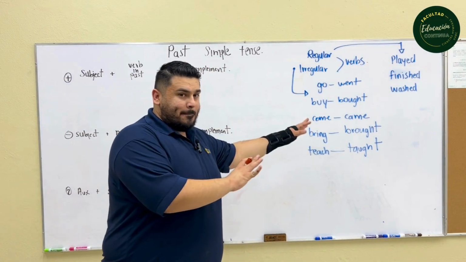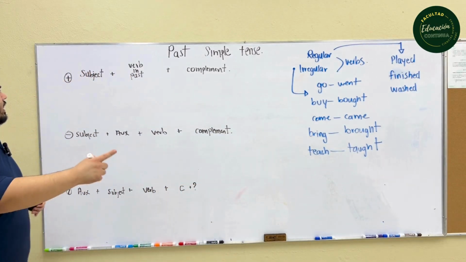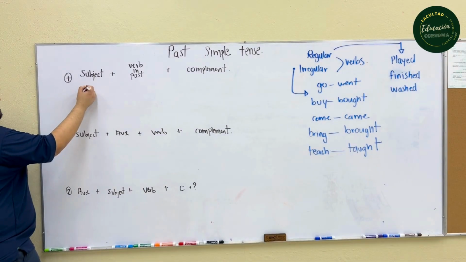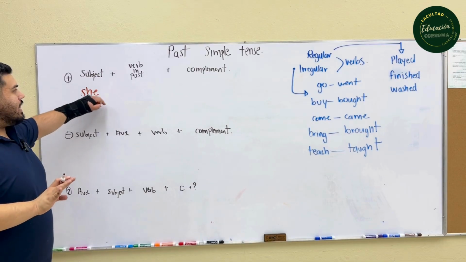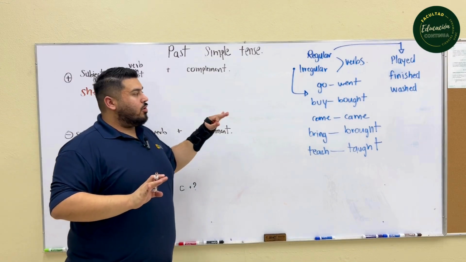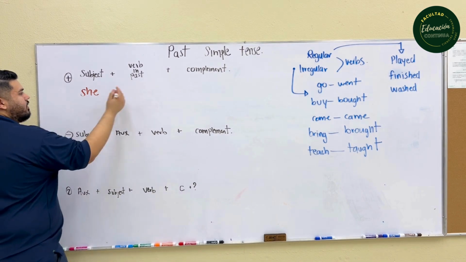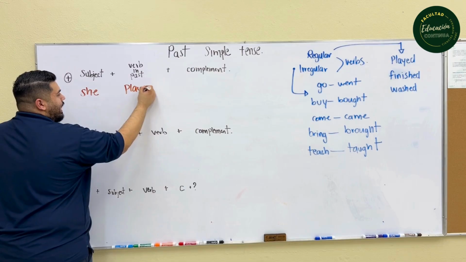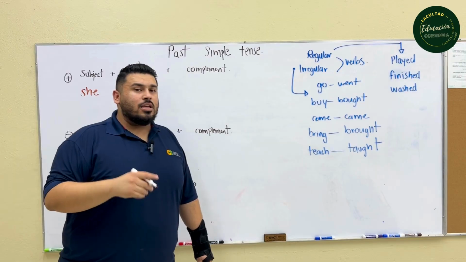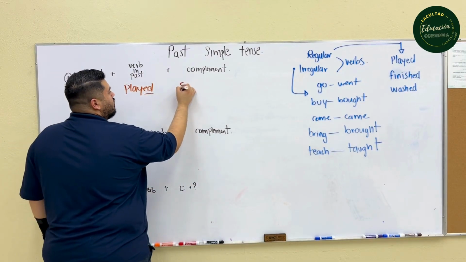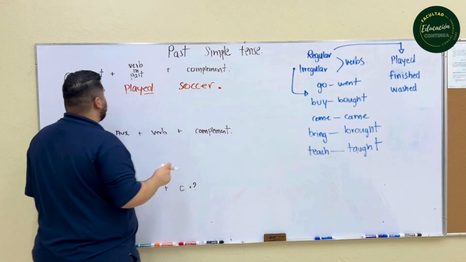We're going to use them just for positive sentences. Let's see an example. For example, here you need a subject. We're going to write down she. That's the first subject. Then we need a verb in past. We're going to pick one of them. We're going to use play for a regular verb. She played. Okay, in past, remember, we're talking about past tense. So she played soccer. She played soccer. That's okay.